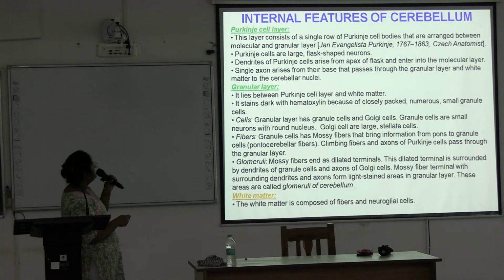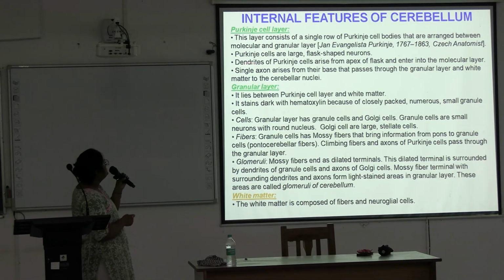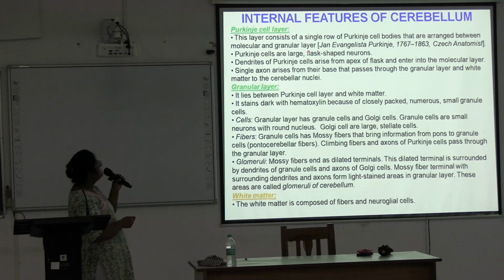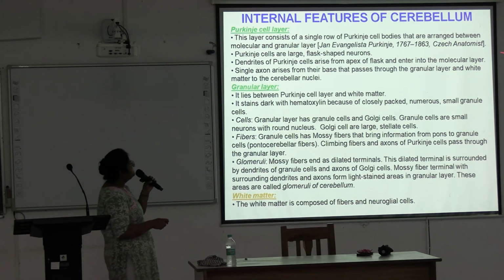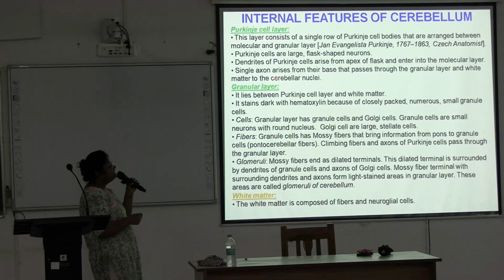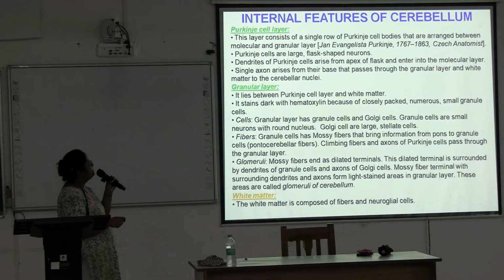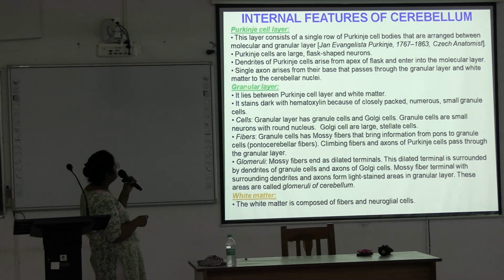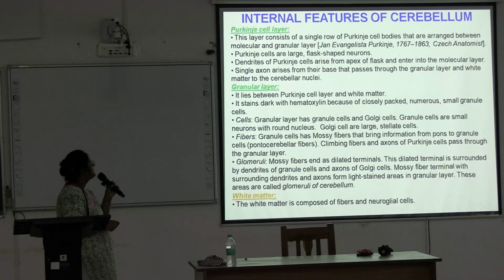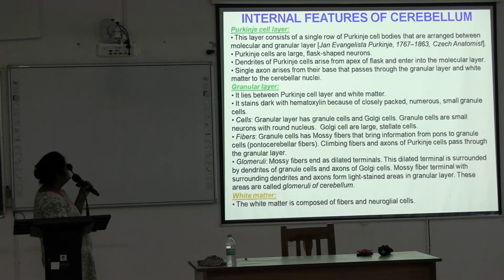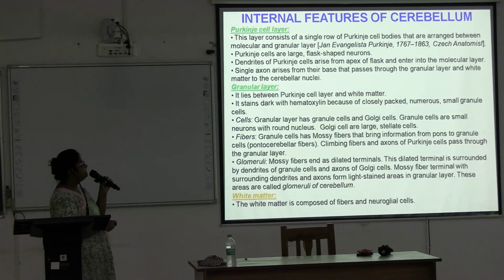Next, the Purkinje cell layer consists of a single row of Purkinje cell bodies arranged between the molecular and granular layers. Purkinje cells are large flask-shaped neurons. Dendrites of the Purkinje cells arise from the apex of the flask and enter the molecular layer. The single axon of each Purkinje cell arises from its base and passes through the granular layer and white matter to the cerebellar nuclei. Next, we are going to the granular layer. It lies between the Purkinje cell layer and the white matter.